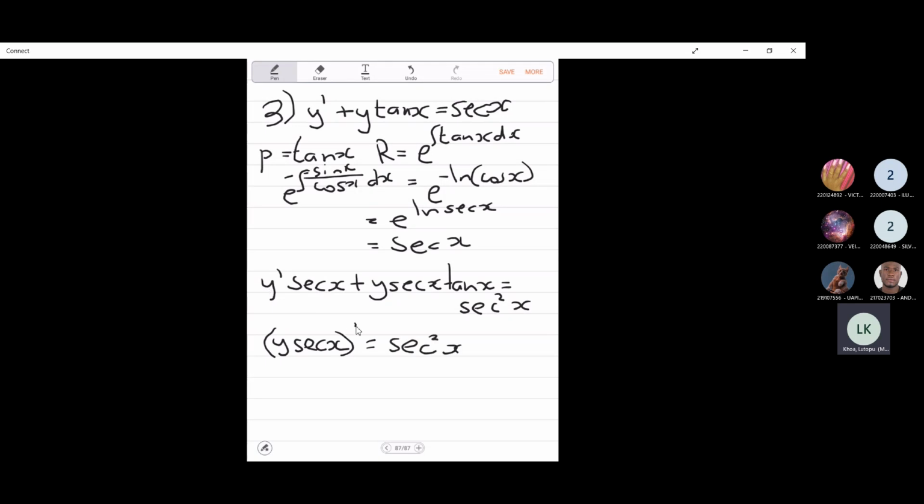And then to get rid of the prime, we integrate on both sides. So we say y sec x is equal to the integral of sec squared x. So we have y sec x. The integral of sec squared x is tan x plus our constant of integration.